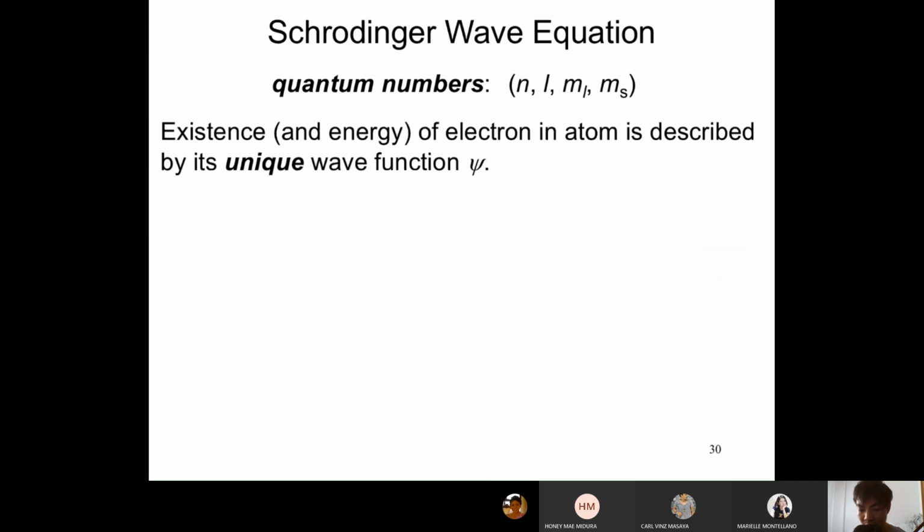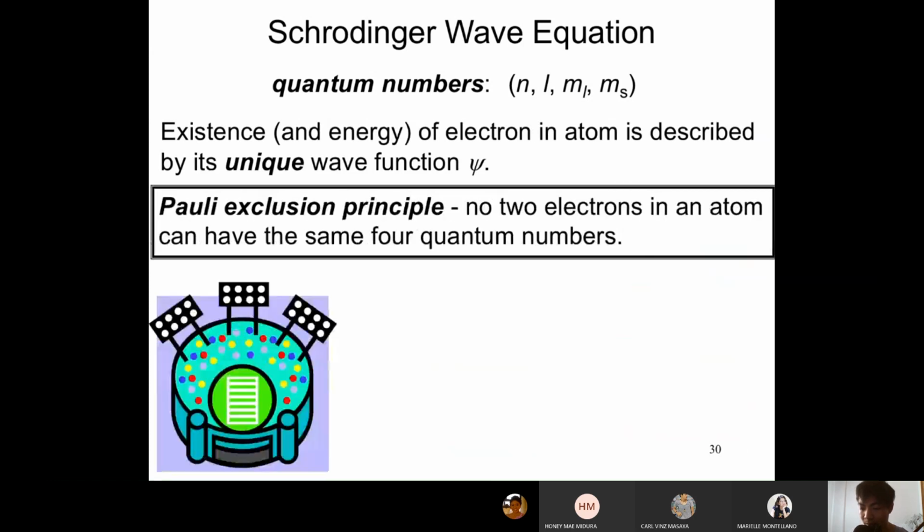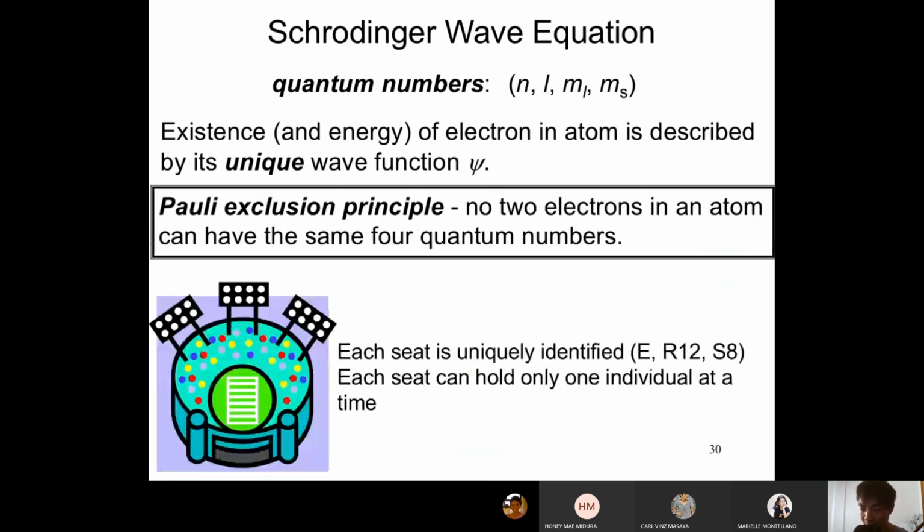Ano pa sinabi dito? Ito pa. For the Schrödinger quantum numbers, yung N, ML, and MS, ang sabi niya dito is that the existence of electrons is described by unique wave functions. Meaning nun, there should be no two same wave functions. Walang parehas na quantum numbers for electrons, no? And that is given by the Pauli exclusion principle.